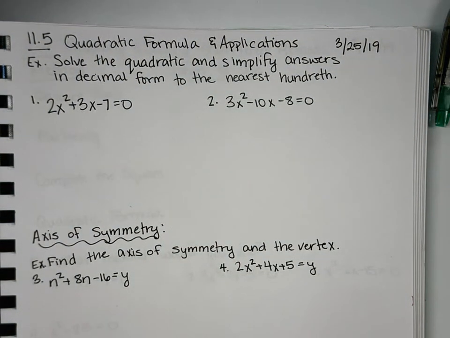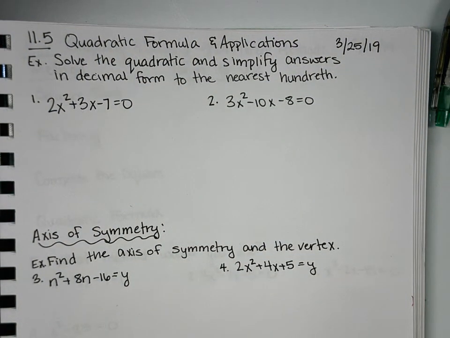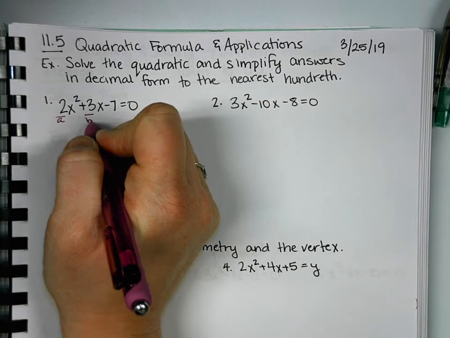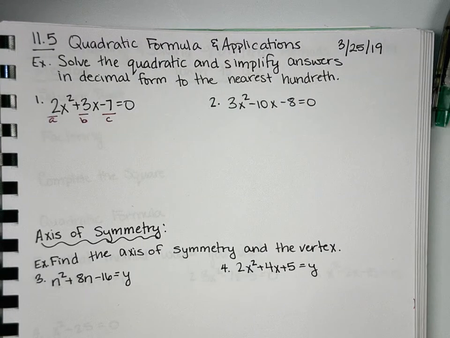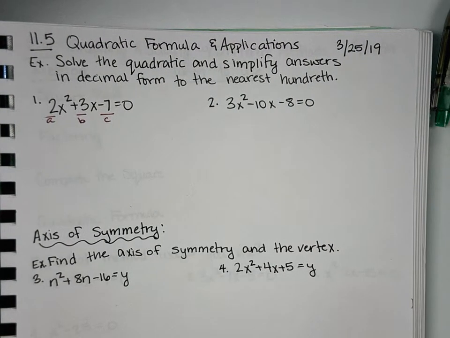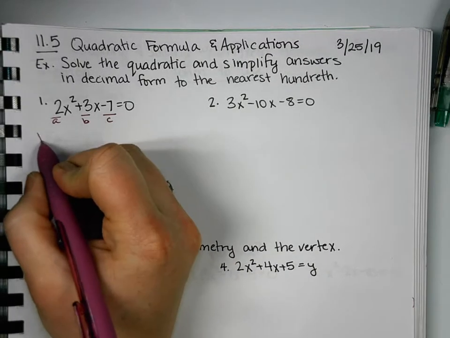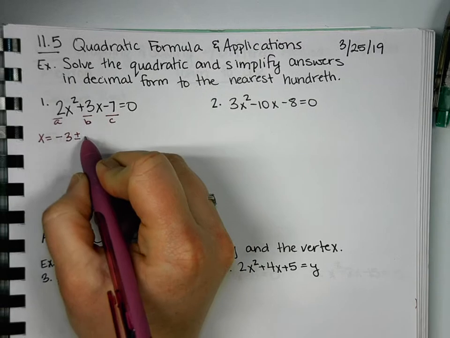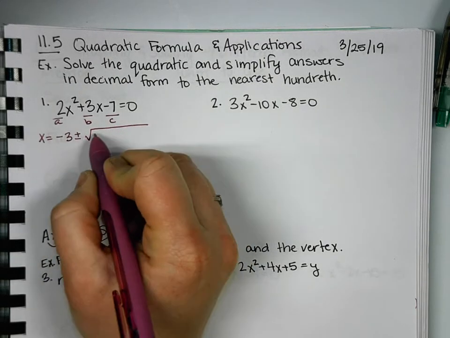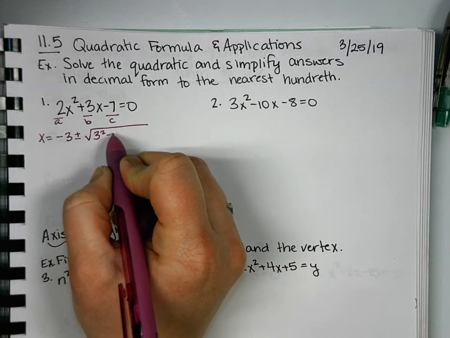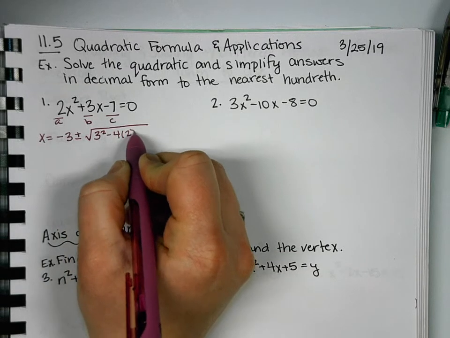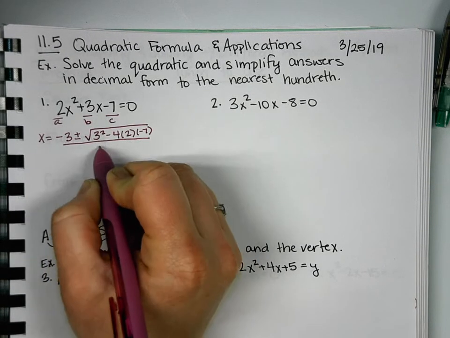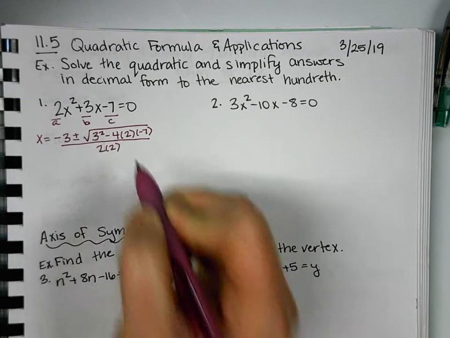What is our A, B, and C for number 1? So A, B, C. So if we do x equals negative b, so negative 3, plus or minus the square root of 3 squared minus 4 times a times c, all over 2a.